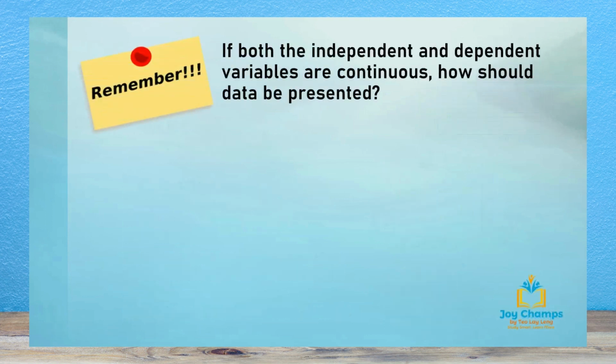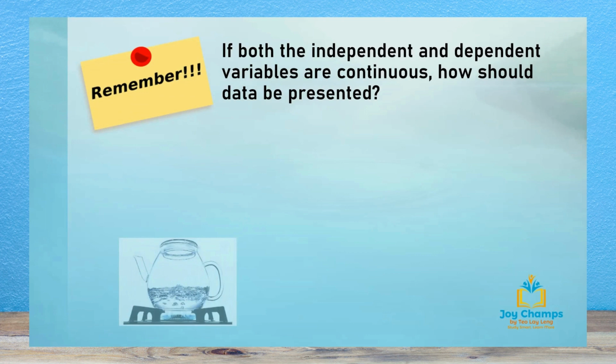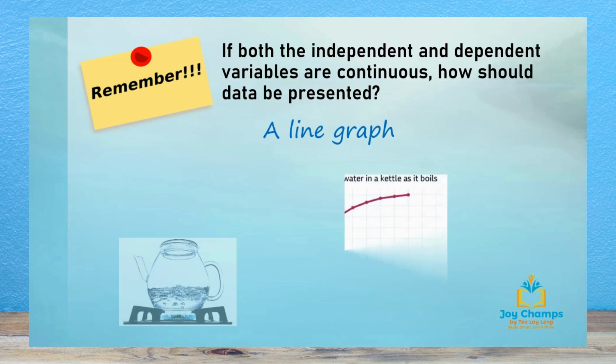Now, boys and girls, remember this: when both the independent and the dependent variables are continuous, meaning both axes contain numbers, then how should the data be presented? Well, let's take a look. For example, if you have a kettle of water that is boiling and you would like to track how the temperature of the water changes with time, then what will be the best kind of graph that you will have to choose? Well, ask yourself, I need to track with time how much the temperature is increasing, so the variable that is changing is time. And the dependent variable that I'm going to measure is the temperature. Therefore, both independent and dependent variables are numbers. And we will choose a line graph which will look like this.